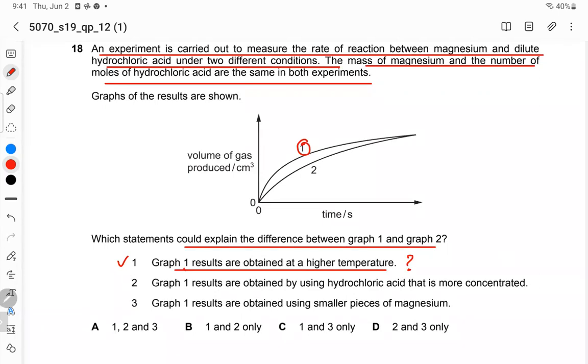Okay. Graph 1 results are obtained by using hydrochloric acid that is more concentrated. Yes, if the number of moles are the same, but graph 1 is steeper, which means its rate is faster, and it means that its concentration can be higher. Is this clear? Yes, sir.